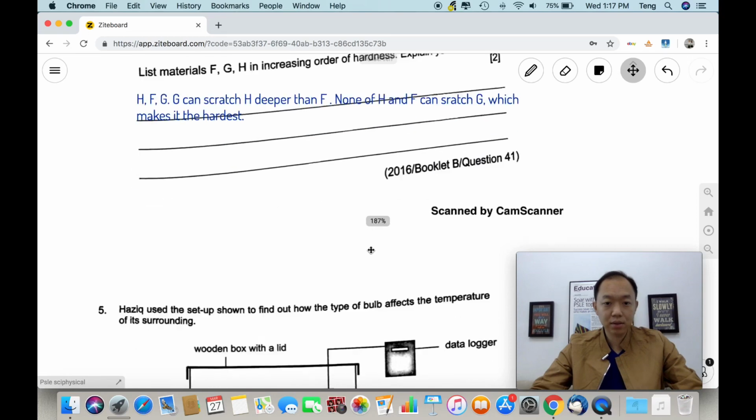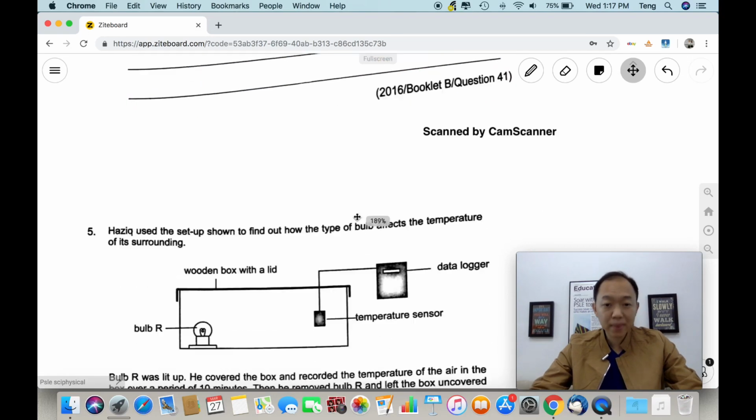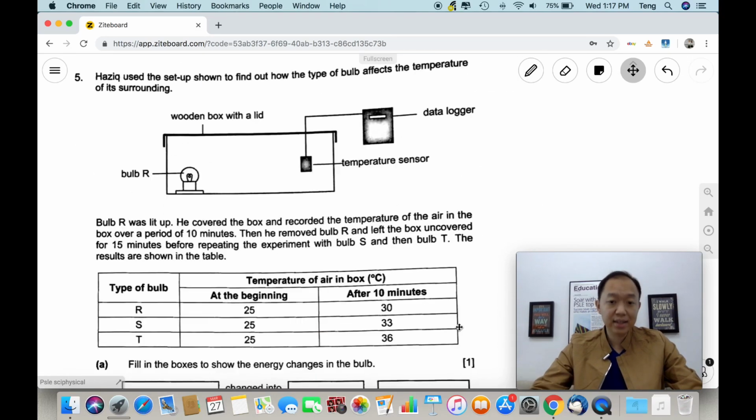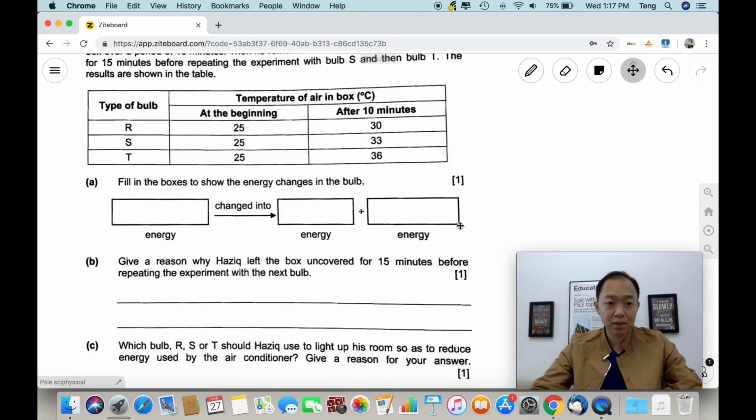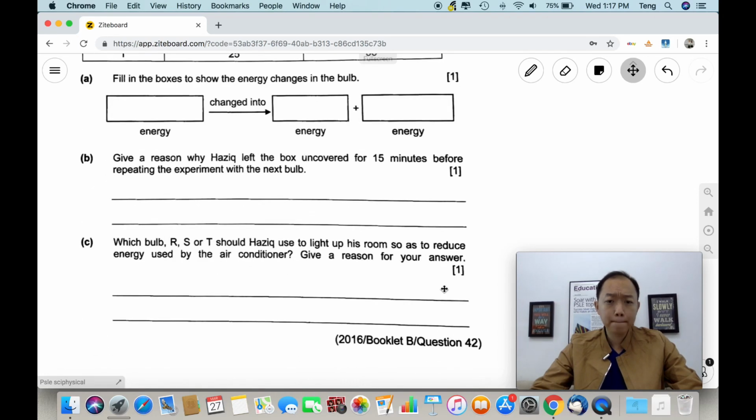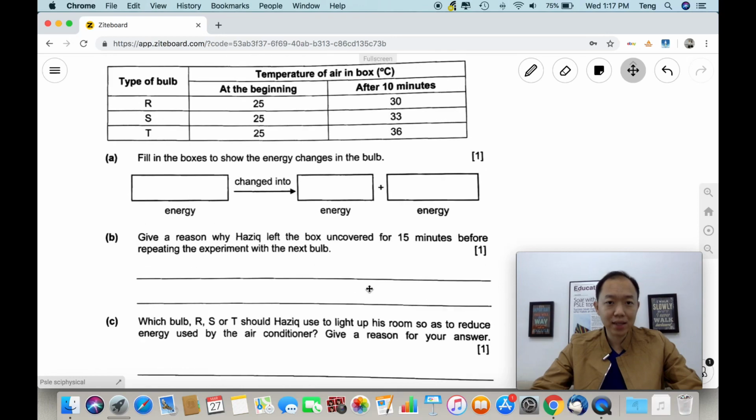Okay. 5. Any other stuff here? Question 41. Is that the last one? Oh yeah, there is one more. Okay, so this is an energy question.